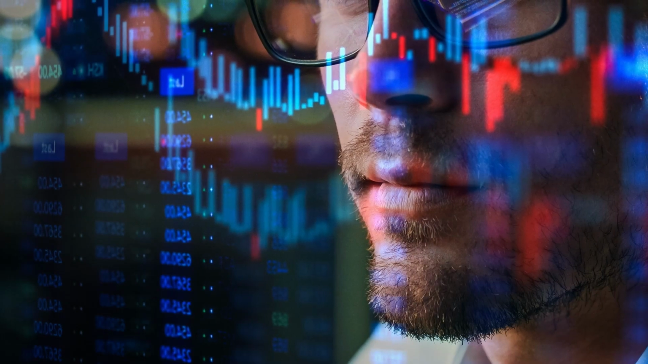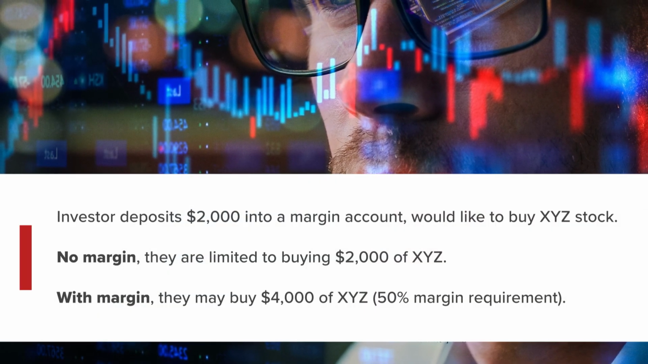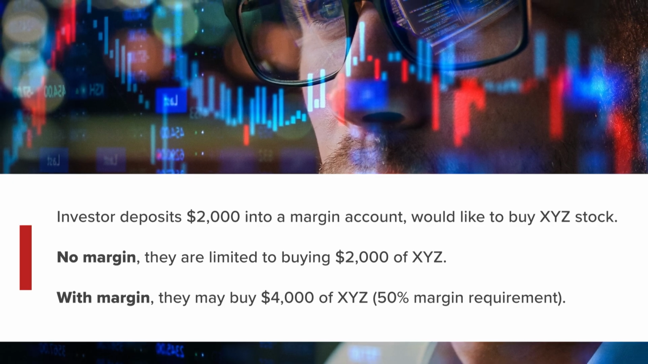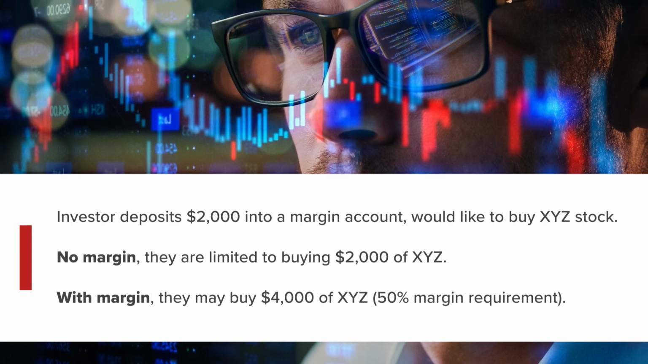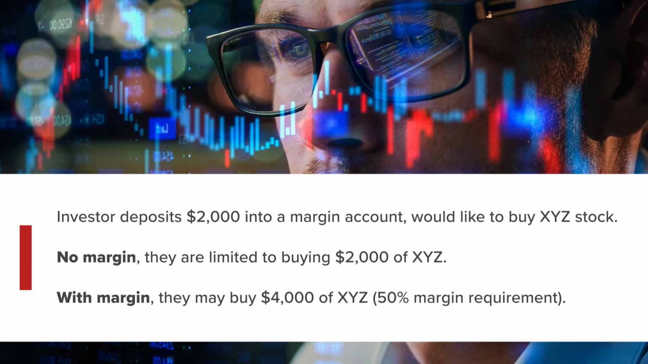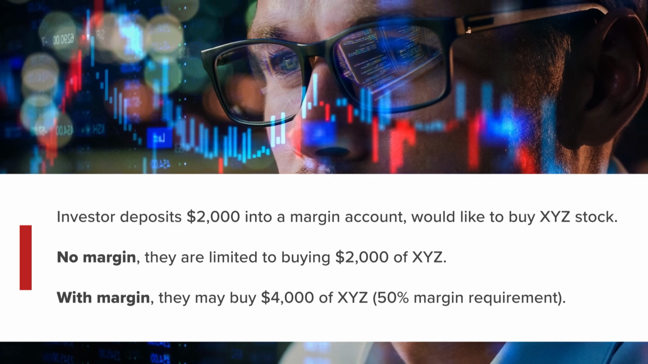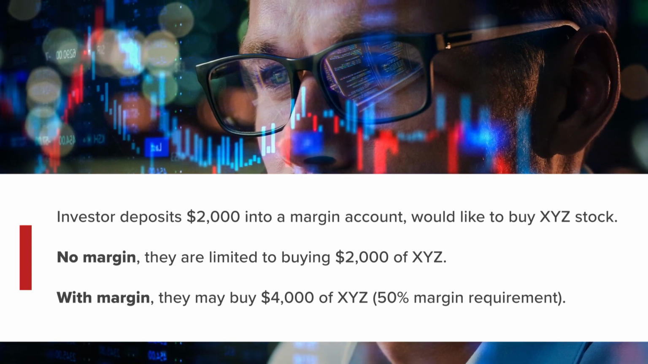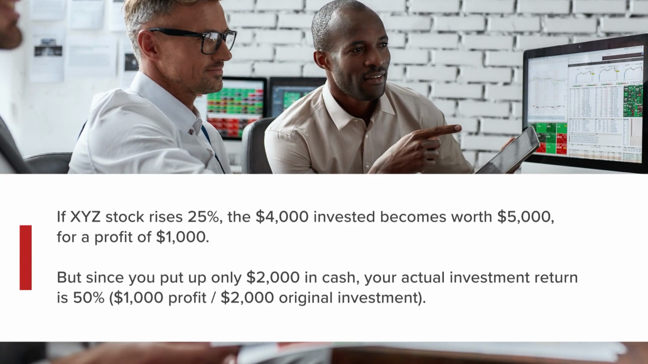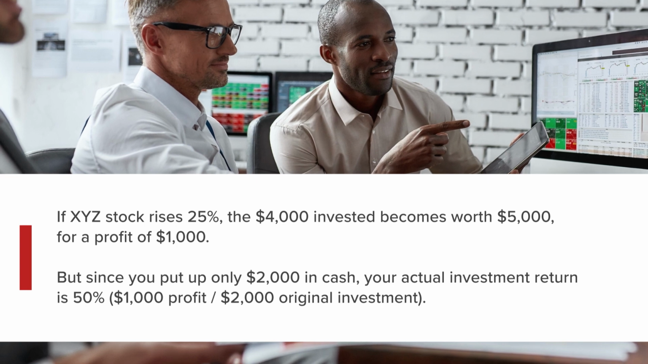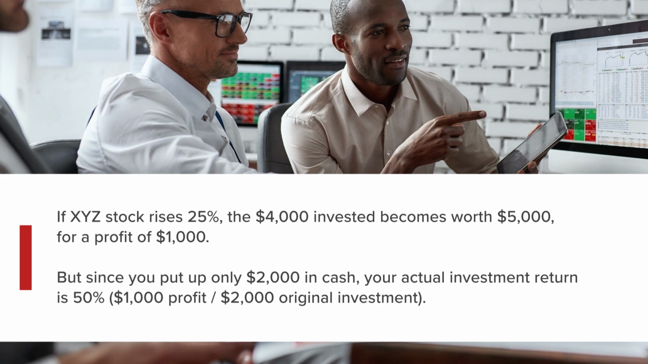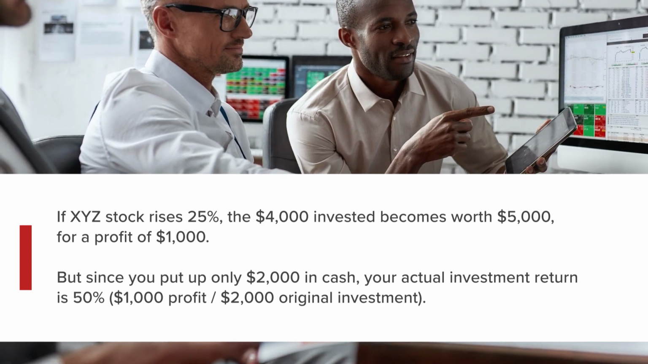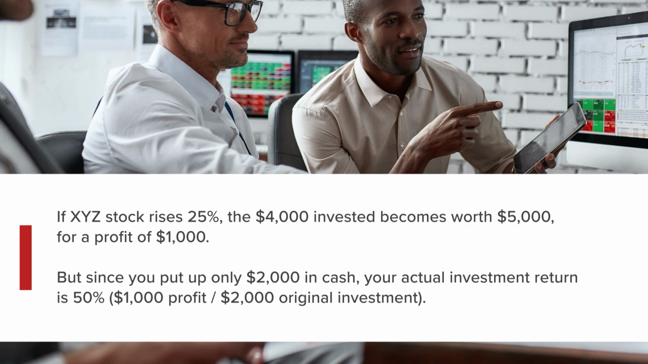For example, imagine that the investor deposits $2,000 into a margin account and would like to buy XYZ stock. Without margin, they are limited to buying $2,000 of XYZ stock, but by utilizing margin, they may buy $4,000 of XYZ, assuming a 50% margin requirement. If XYZ stock rises 25%, the $4,000 invested becomes worth $5,000 for a profit of $1,000. But since you put up only $2,000 in cash, your actual investment return is 50%.